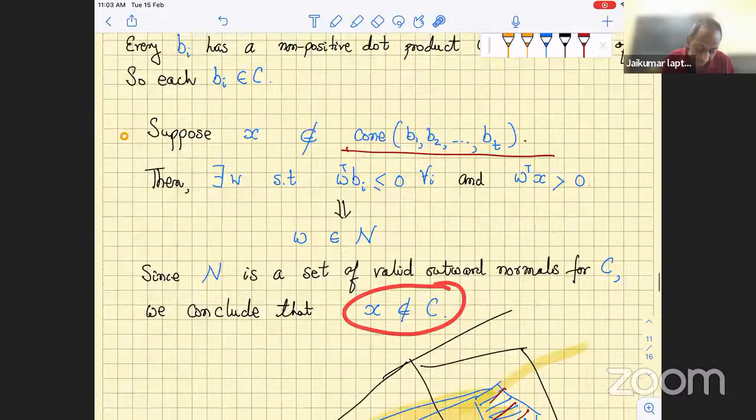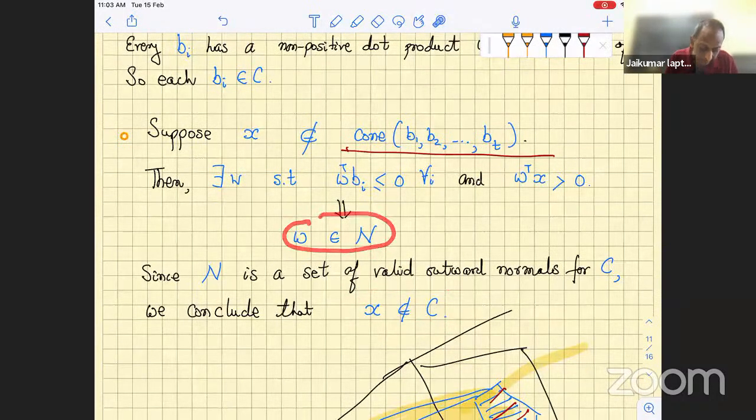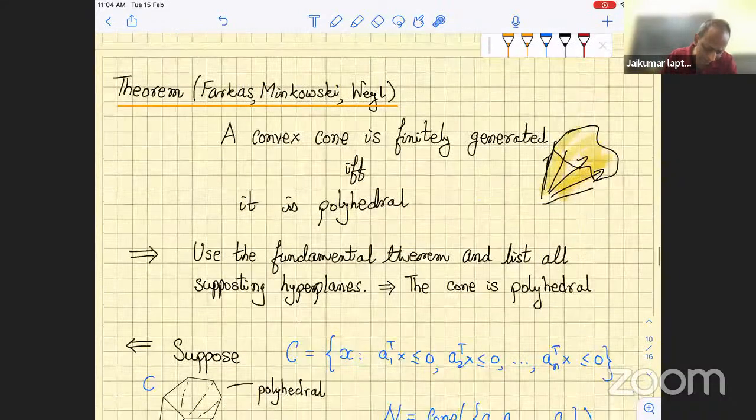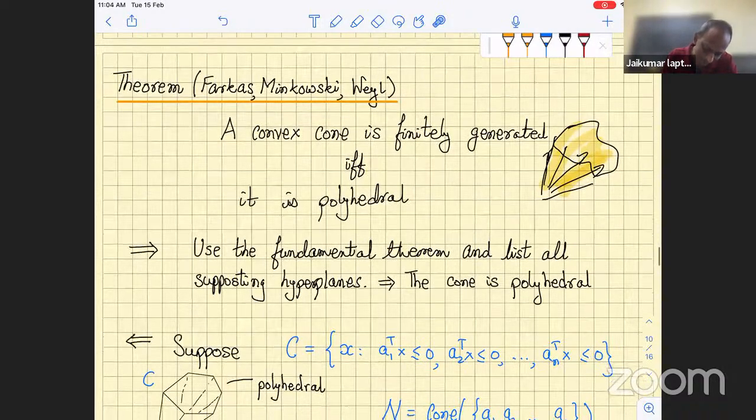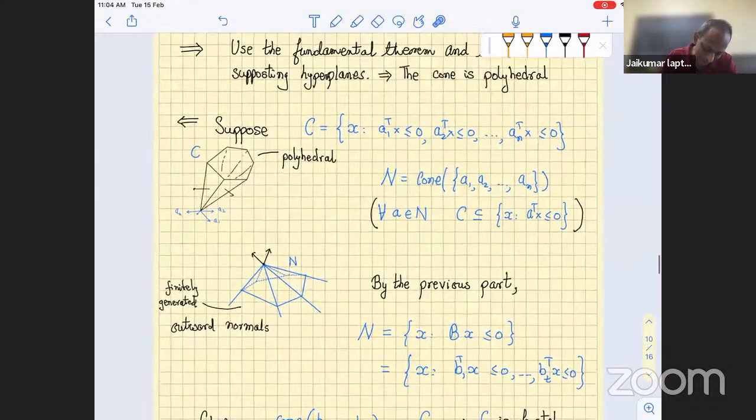So let me read this out. This W must be in N. Since N is a set of valid outward normals, every element of N is a valid outward normal for the original cone. But this X seems to be in the same direction as an outward normal. So X cannot be in C. Okay, it looks like I pulled a fast one. I seem to have proved one direction and somehow used it again. But it's really pretty if you can get it.